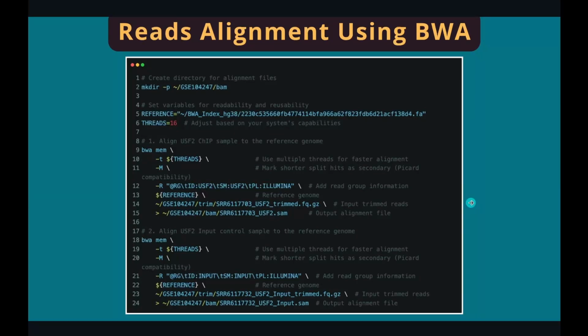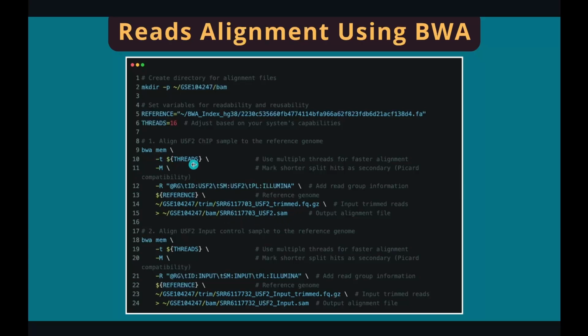Next, we align the reads to the reference genome using BWA. Note we set the BWA parameters in the very beginning. This is the path of the BWA index on your computer. This is the number of CPUs we're going to use in BWA. This is the format of calling BWA. The input is our trimmed FASTQ file. The output is an alignment file called SAM file.